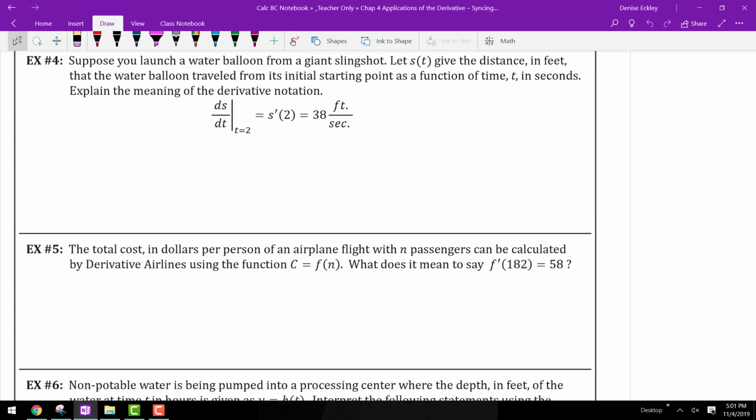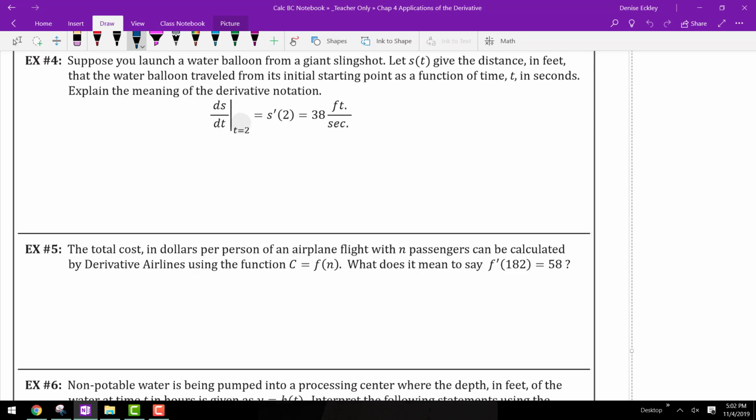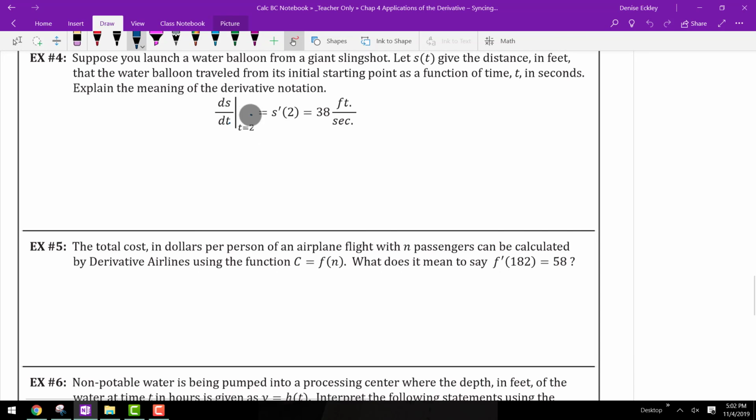Suppose you launch a water balloon from a giant slingshot. Let S of t give the distance in feet that the water balloon traveled from its initial starting point as a function of time t in seconds. Explain the meaning of the derivative notation. So what we want to notice here is that we have ds dt, so that is going to be the rate of distance over time, and we have a t equals 2 right here.